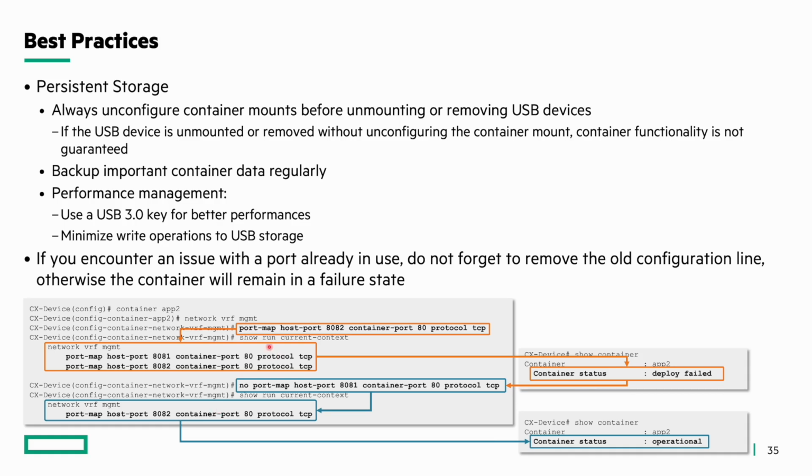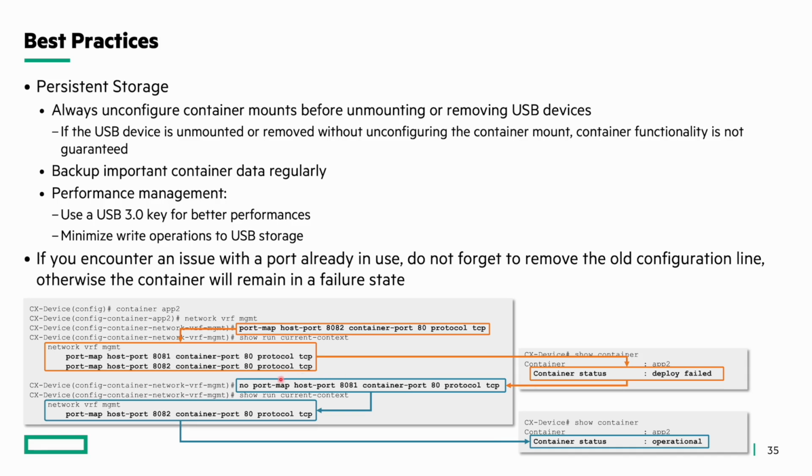So as you can see here, we are in our container app 2, and we are adding a new port mapping. We want to map the host port 8082 to the container port 80, but because we did not remove the previous line, which mapped the host port 8081 to the same port 80, we have two lines, so two different host ports mapped to the same container port. So it means that the container status is now in deploy failed.